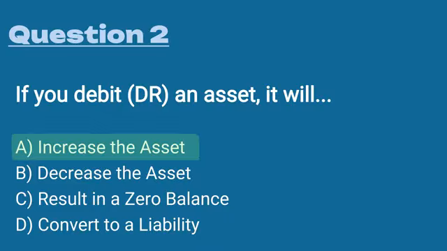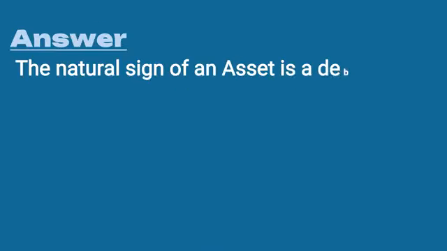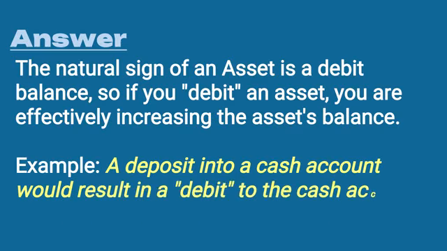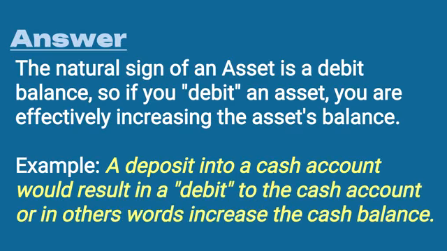Answer is A. It will increase the asset. The natural sign of an asset is a debit balance. So if you debit an asset, you are effectively increasing that asset. You can think about your own checking account. If you make a deposit into your checking account, you're effectively increasing your checking account. That is the same concept of debiting an asset. You are increasing the asset. You are depositing more value into that asset account.